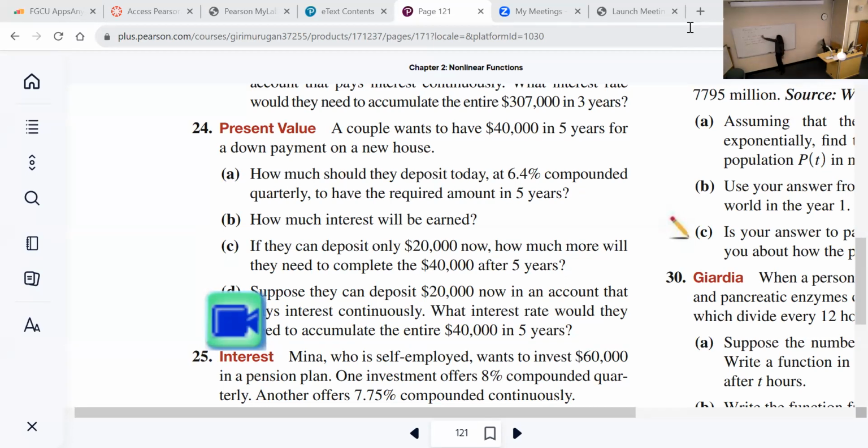That was a joke. How much deposit should they make today? At a rate of 6.4% interest compounded quarterly. So the question naturally becomes, well, what formula to use? We've got two of them. Any thoughts?